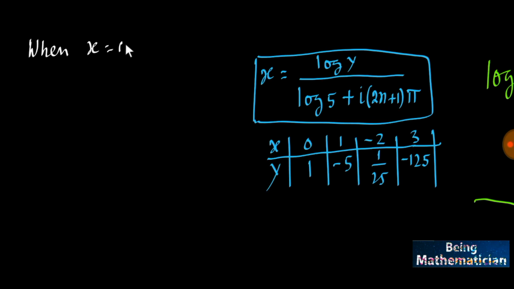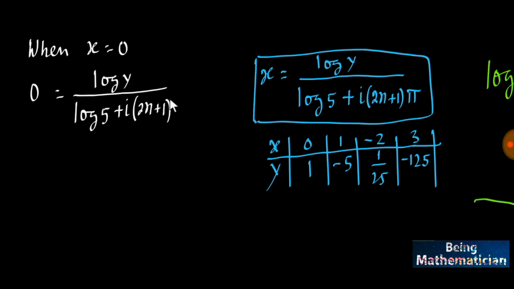x equal to 0, then we can write 0 equal to log y divided by log 5 plus i into (2n plus 1) into pi. So here log y equal to 0, therefore y equal to e to the power 0, and it will be 1. So this result (0, 1) is verified.